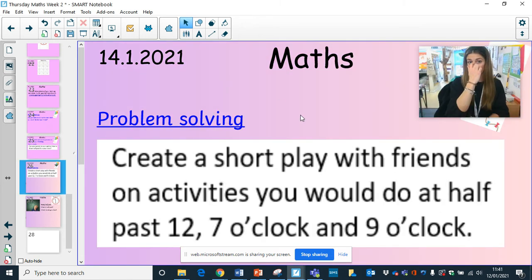There's also a problem-solving question here, which says, create a short play with your friends on activities you would do at 12:30, 7 o'clock, and 9 o'clock. So just what things could you do at those times? What would you do maybe at 12:30? What would you do at 7 o'clock and 9 o'clock? So we're bringing in our o'clock learning from the last few days as well. And is it in the morning, in the evening? You might do different things at 7 in the morning to 7 at night.